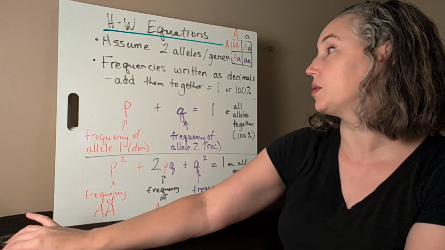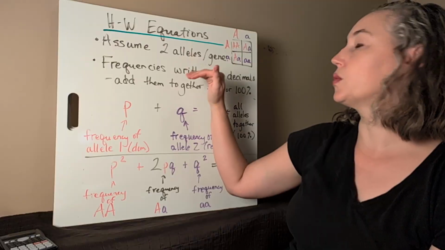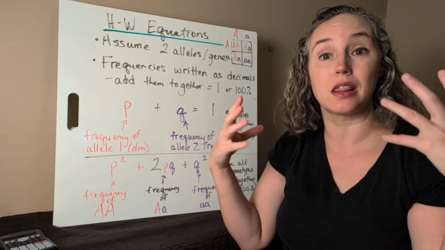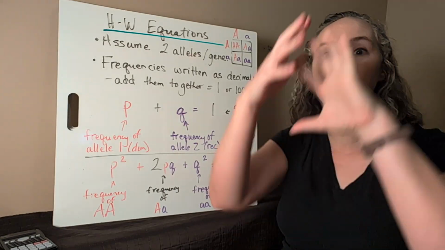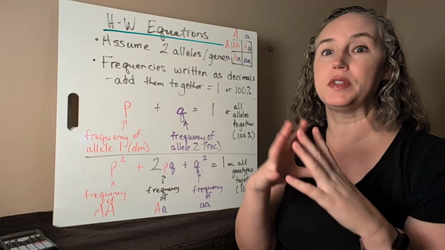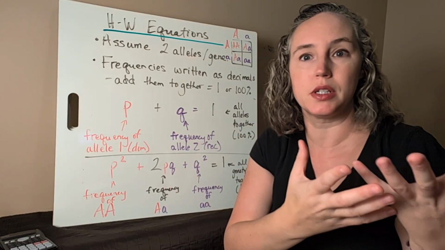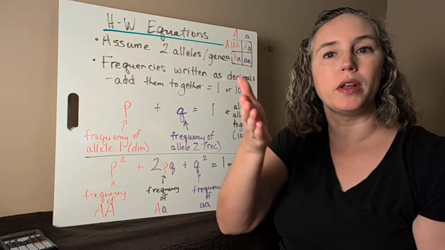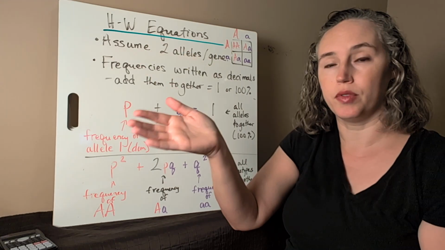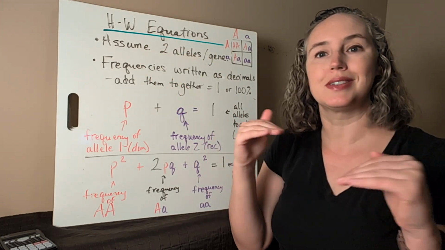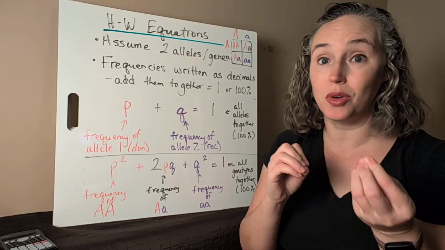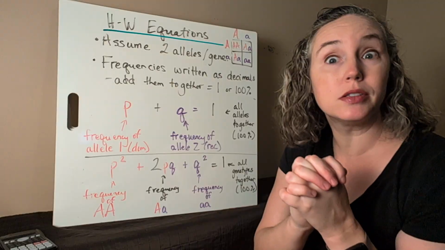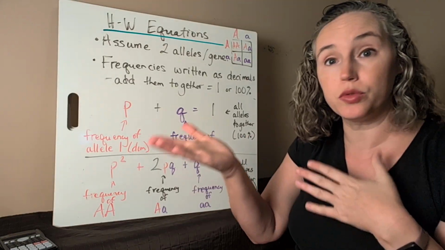Also, when we're doing Hardy-Weinberg problems, the frequencies are written as decimals, even though it's easier for our brains to think about percents. So in 100% of a population, 50% look like this, and the other 50% look like this. We would say 0.5 have this and 0.5 have that. So instead of percents, we're just going to convert that to a decimal for what we're doing today. And that way, when you combine them all together, 100% as a decimal equals 1.